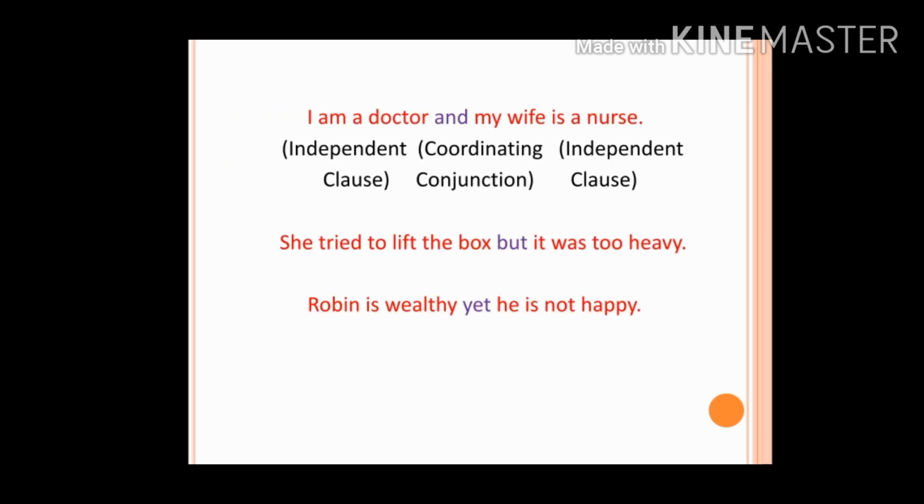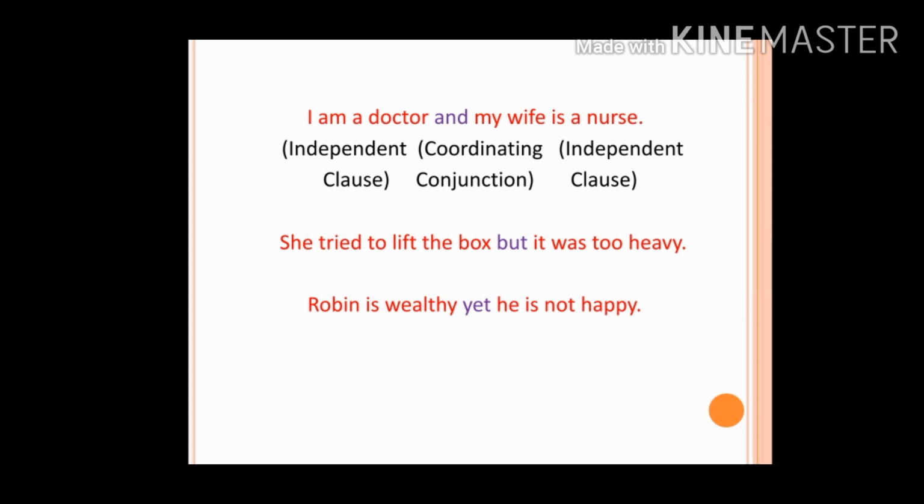Example: I am a doctor and my wife is a nurse. I am a doctor has a subject and a predicate of its own. So it is an independent clause. Similarly, my wife is a nurse also has a subject and a predicate of its own. So it's also an independent clause. And these two clauses are joined by the coordinating conjunction "and". Thus we get the compound sentence, I am a doctor and my wife is a nurse.